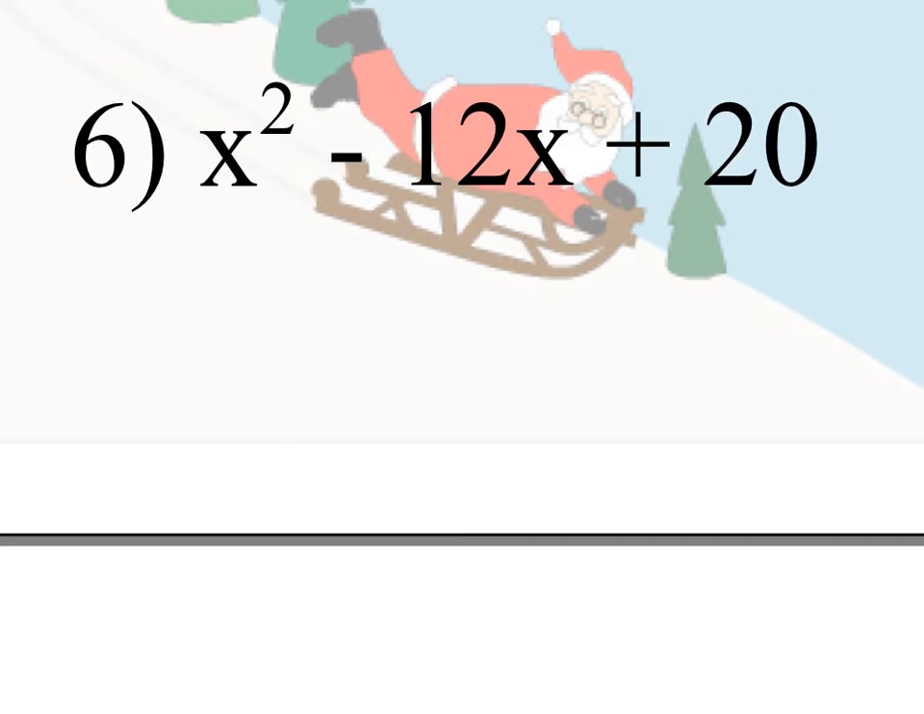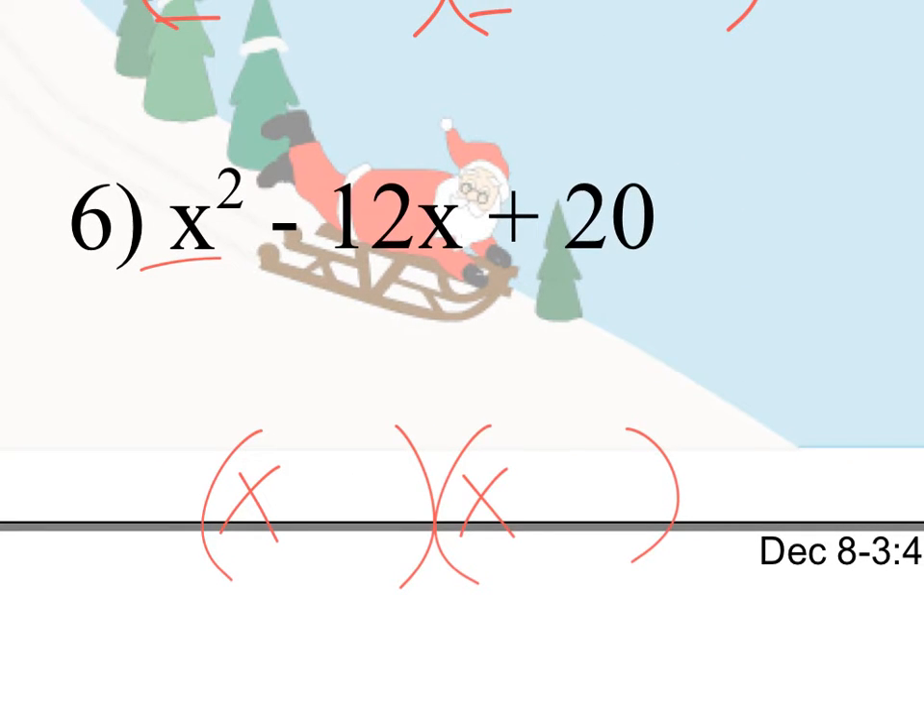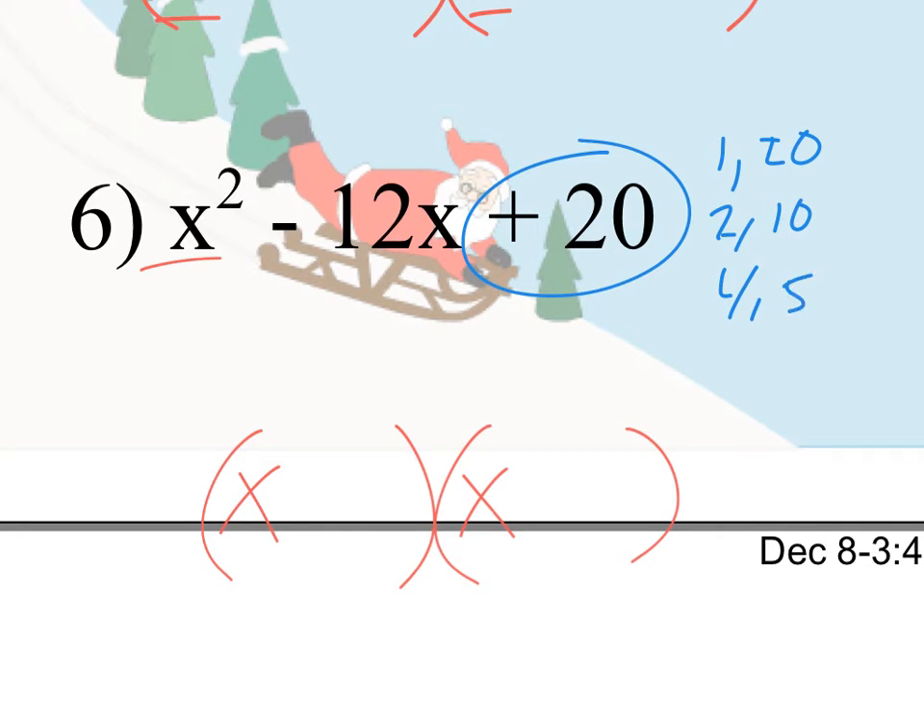Take a look at this next one. I'm going to factor into two binomials. It's x squared to start, so it's going to start off with x and x. The last number here, the constant, is positive 20. So let me start off by listing factors of 20 before I go any further: 1 and 20, 2 and 10, 4 and 5.